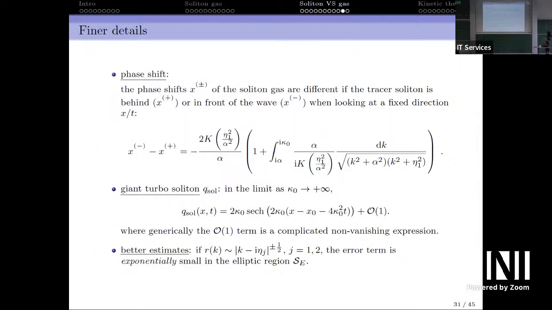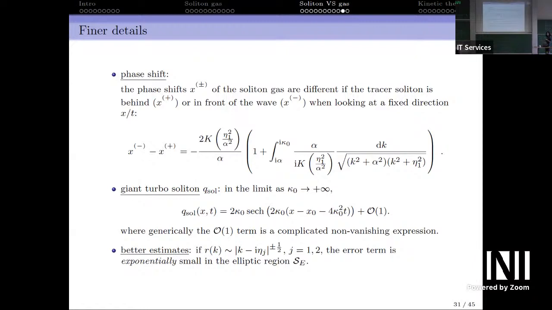So first of all, the phase shift that I keep on mentioning, where the soliton passes through the gas, we can actually compute it explicitly. This is the phase shift that the gas is receiving from the soliton as it's passing by. This is some negative quantity, so the gas is actually shifted towards the left.